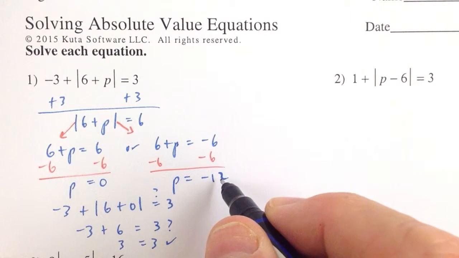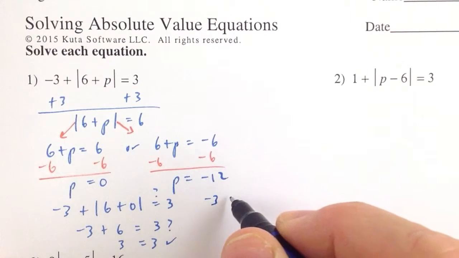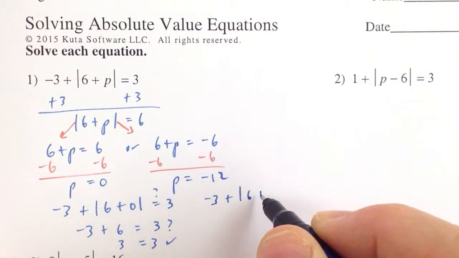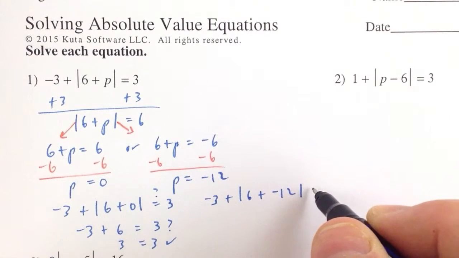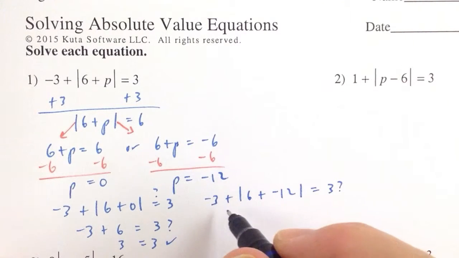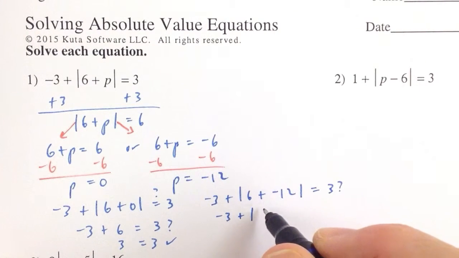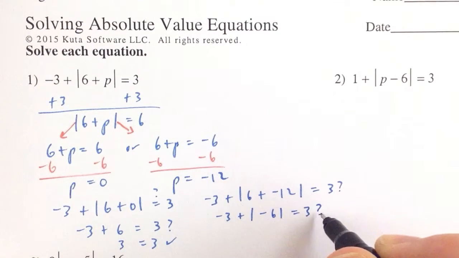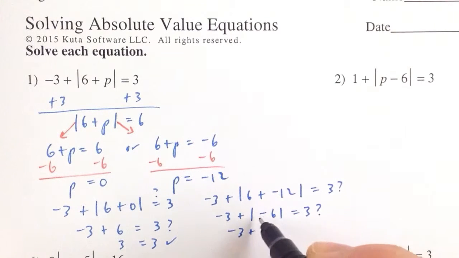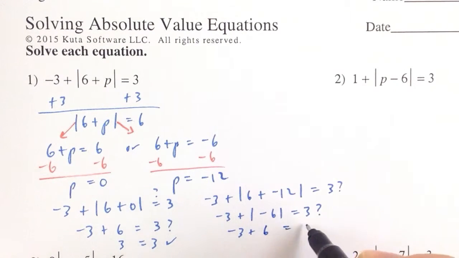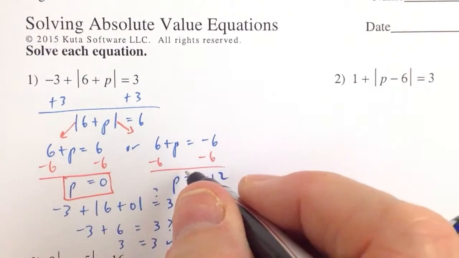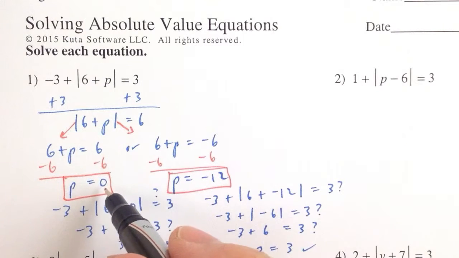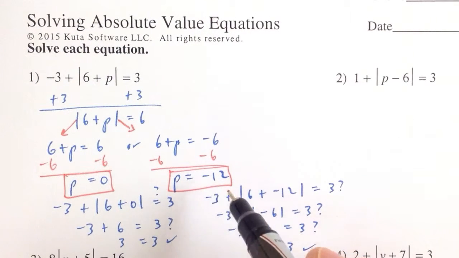The other one, if we check p equals negative 12 in the original equation, we get negative 3 plus the absolute value of 6 plus negative 12. Is that equal to 3? Well, we have to simplify what's inside the absolute value bars, and when we add 6 to negative 12, we get negative 6. And so again, is that equal to 3? Negative 3 plus the absolute value of negative 6 is negative 3 plus 6. So just like the last equation, we have 3 is equal to 3. Check. So just to reiterate, the 2 solutions that we found are p equals 0 and p equals negative 12.